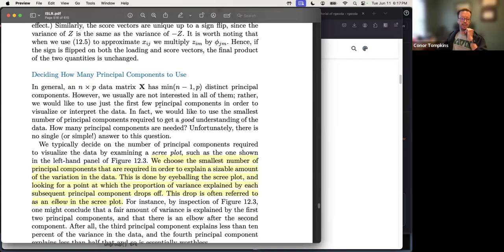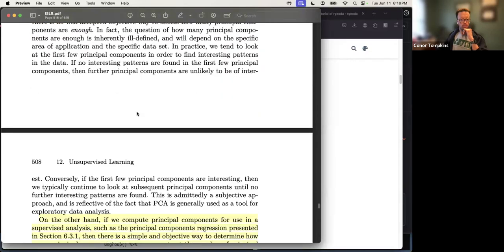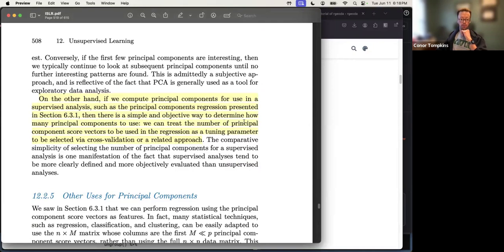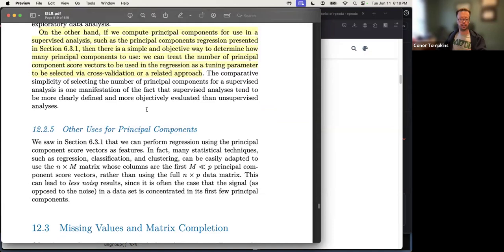Again, this goes back to the exploratory data analysis perspective. Like, there's no right answer. There's only local optima, right? It's only good enough. So you can look at the scree plot and sort of eyeball how many components you need to get a good understanding of the data. But if you're using PCA in a supervised setting, then you can treat the number of components as a tuning parameter, right? So if you had 10 components you could choose from, you could cross-validate your regression and try different numbers of components and see which one gave the best accuracy. And that'd be part of feature engineering and exploration there.